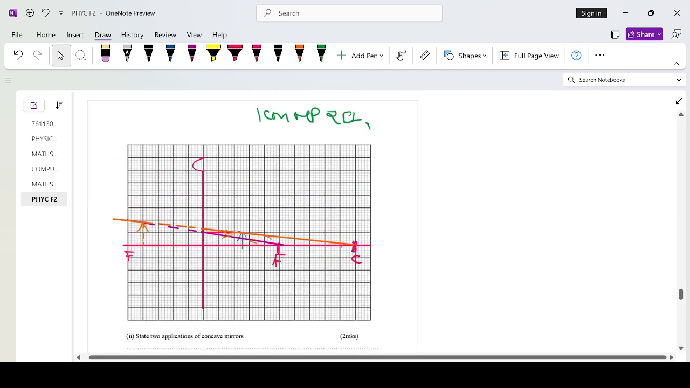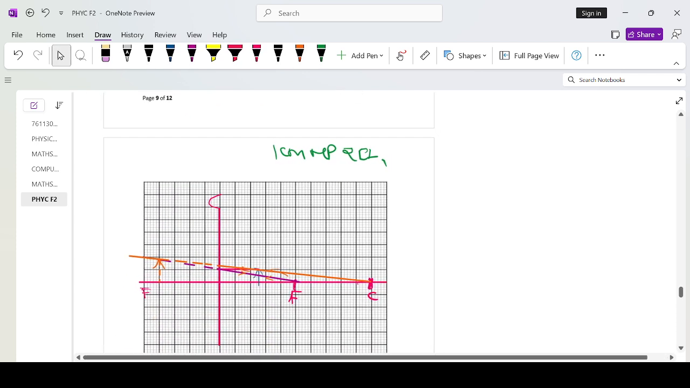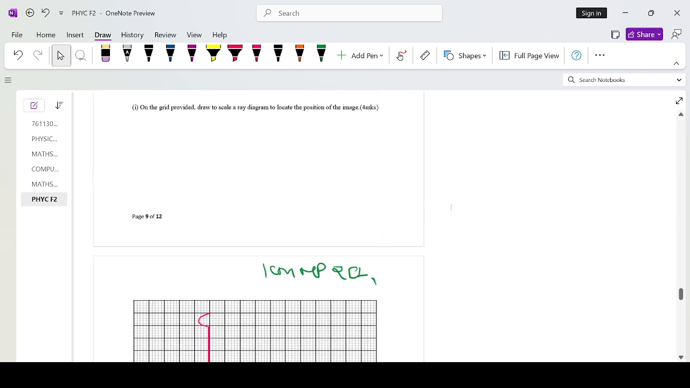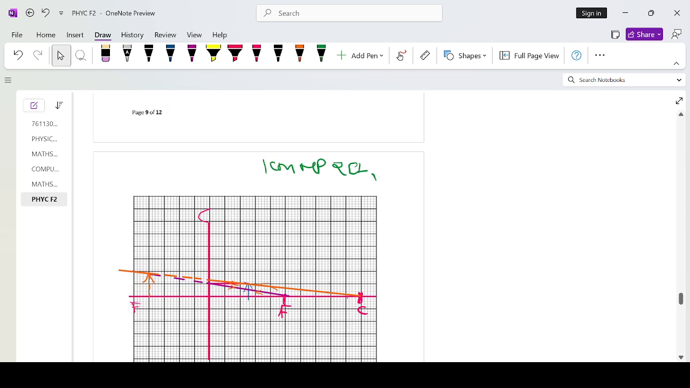So let's answer the question. Or draw the scale. So after we've done this drawing, learners will realize the image is 4 units, but each unit was 2 centimeters. So the image is 8 centimeters behind the mirror. The image is 8 centimeters behind the mirror.